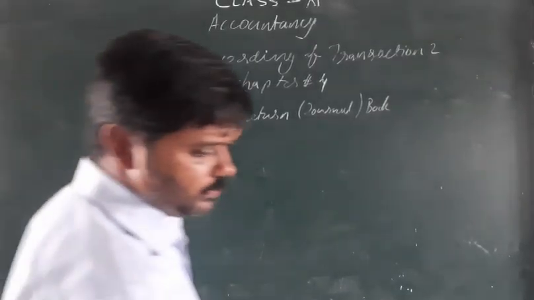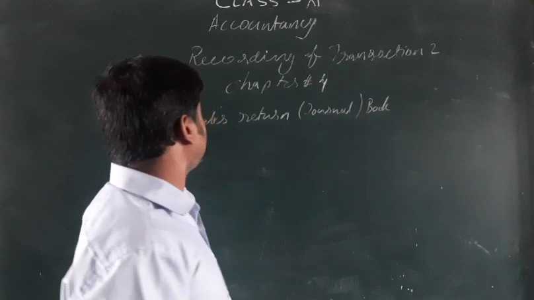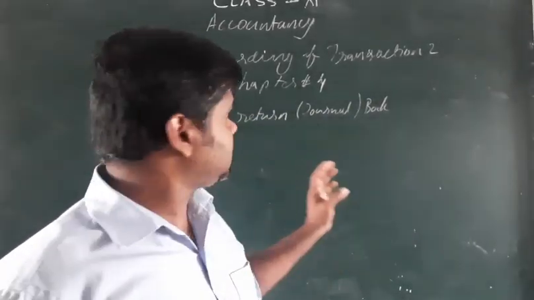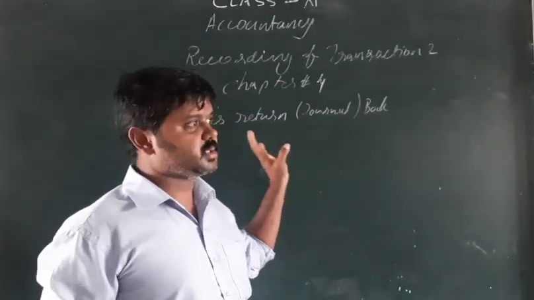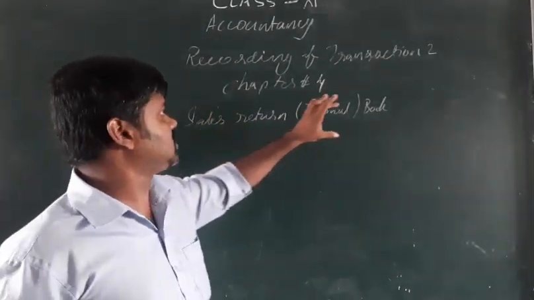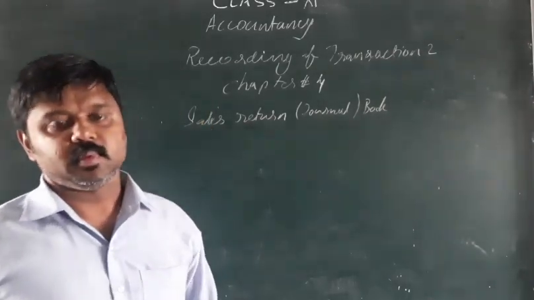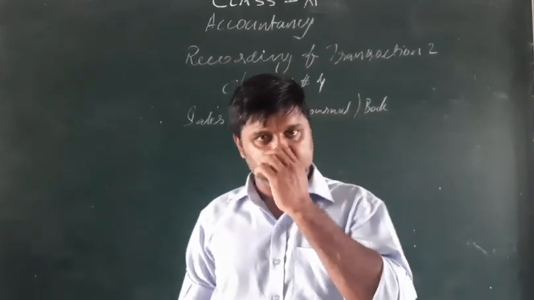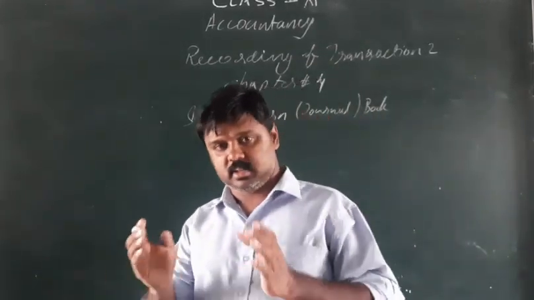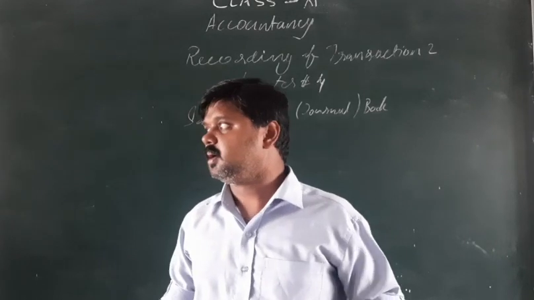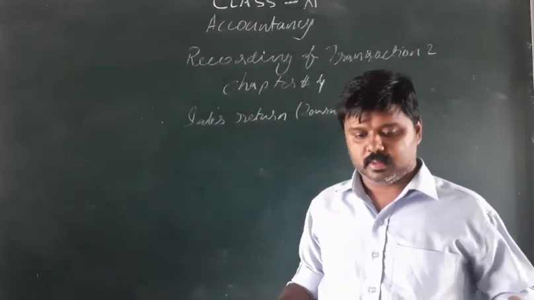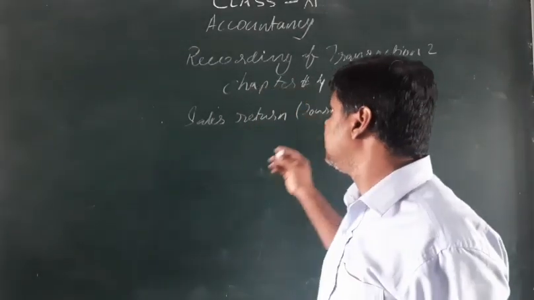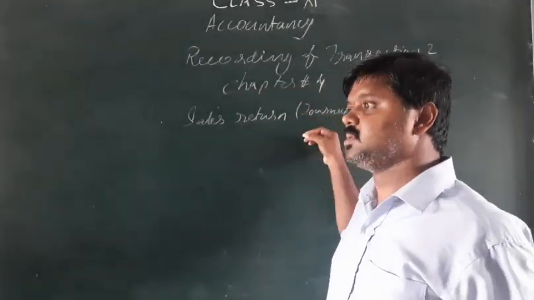Today we are going to see accountancy chapter number 4, recording of transactions 2, video number 36. In this class we are going to discuss the sales return journal book. We know that in previous classes we discussed the subsidiary books of journal, that is cash book, purchase book, purchase return book, sales return book, like that. And now we have reached the sales return book.